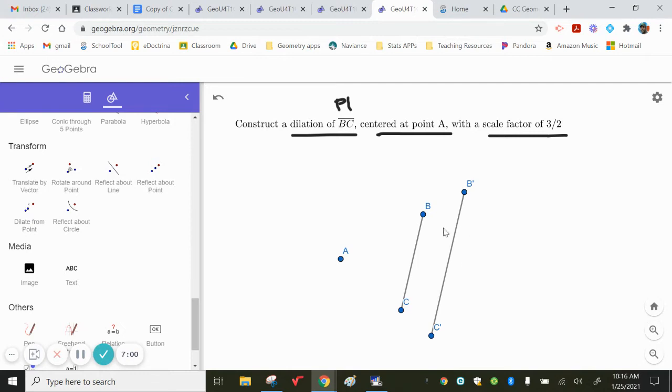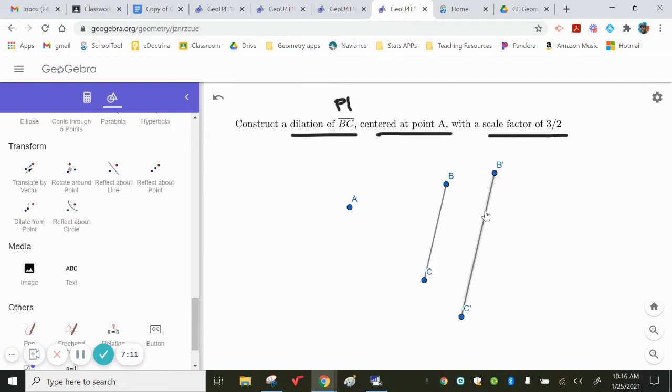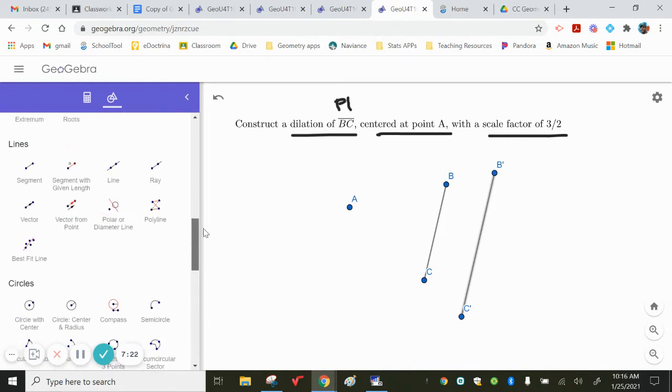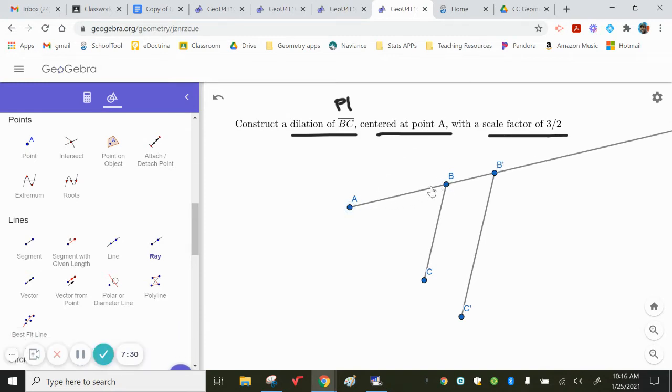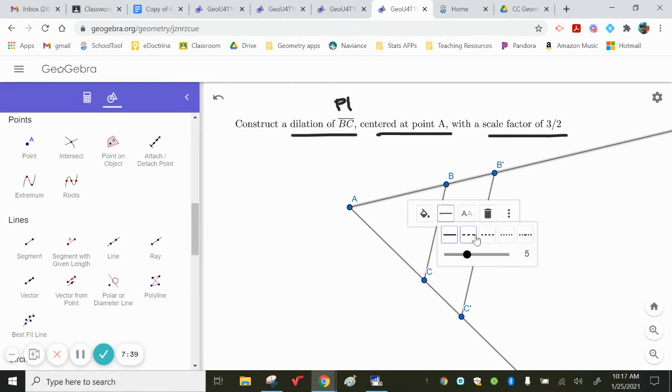So here's the image B prime C prime. Now again, I can grab the point A and I can change where that falls. I can grab the line segment BC and I can move that around as well. But I can't move this segment up, down, left, right at all because both the points B prime and C prime can only be in that location that is on the path. Now again, I like to show where the rays are for my dilation. That goes from the center point A through B, and B prime is on that as well, and A through C to C prime. And again, I like to make this just a dash segment like that.